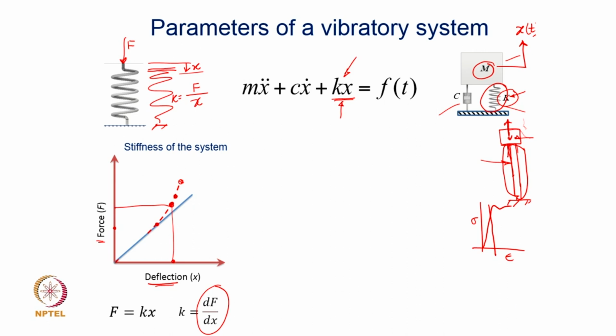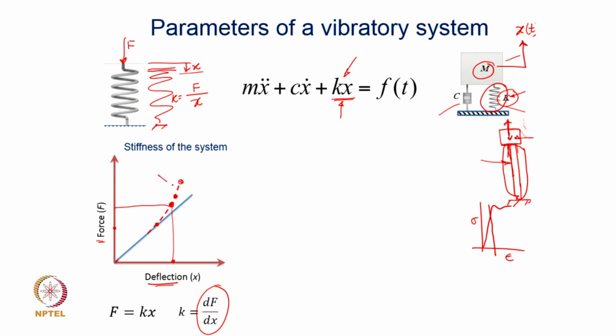And therefore, writing the restoring force as linearly related to the deformation in the spring element is no more valid. It is not going to be only k into x. Such a behavior is going to make the stiffness of the system non-linear. I mean, the restoring force is going to be a non-linear function of the deflection, and that is a major cause of concern in terms of formulating a governing equation of motion.